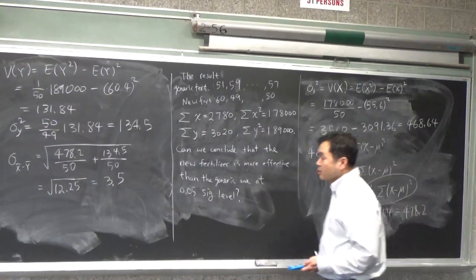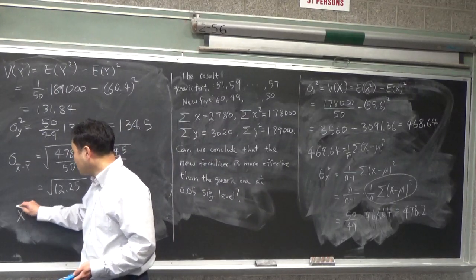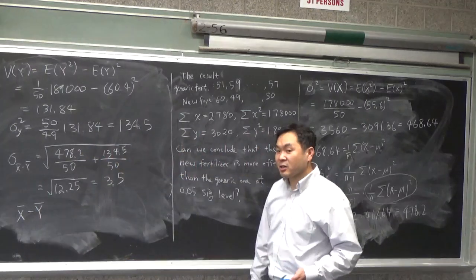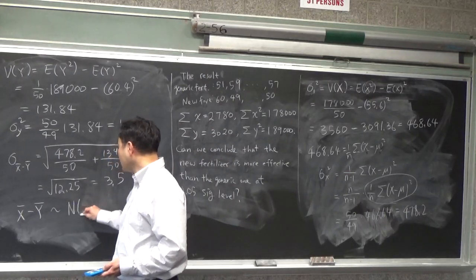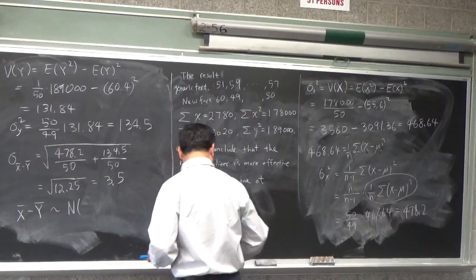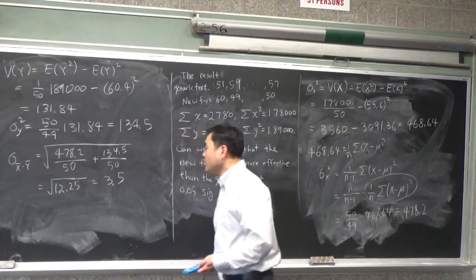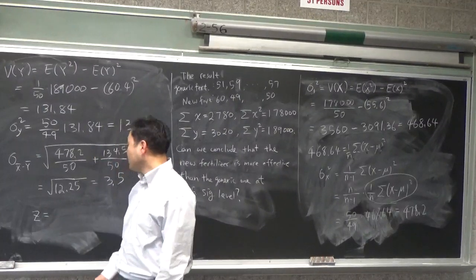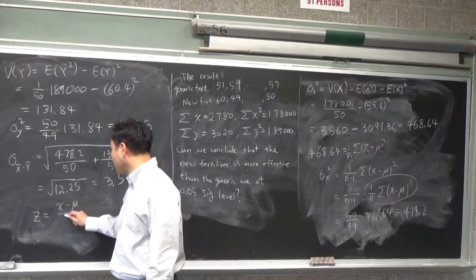So what we now see is the following conclusion. What we find is that x bar minus y bar follows the normal distribution of, no, that's not what I do, sorry. Now I have to do a z-score. Okay, so now let's calculate the z-score. The usual definition is x minus mu divided by sigma. Right?